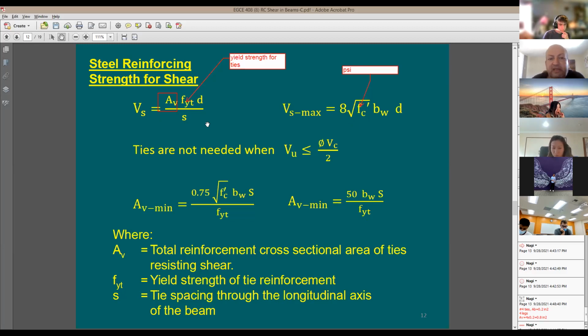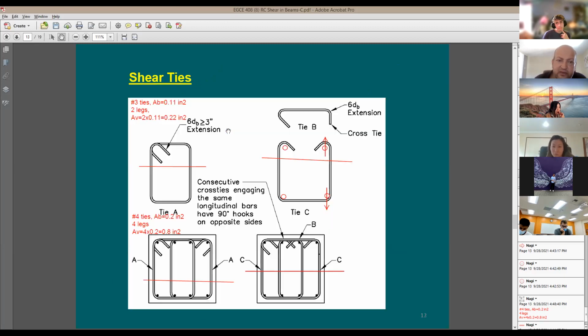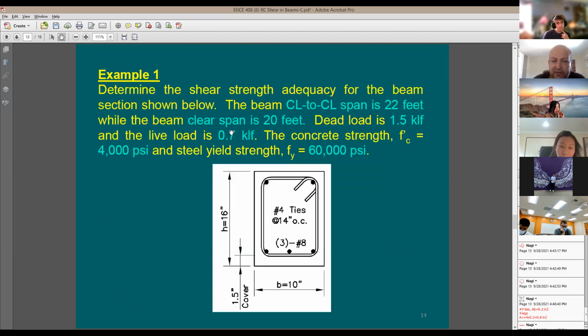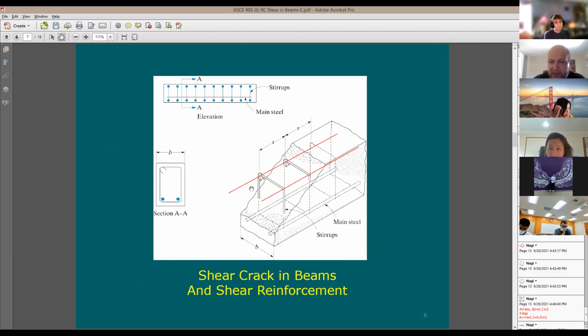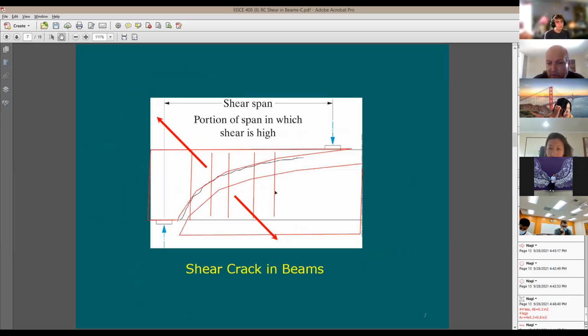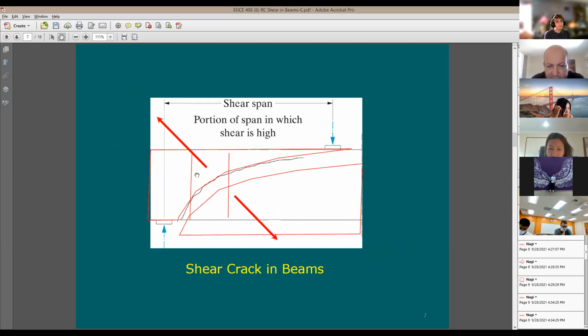Just a hypothetical question. I'm going to come to a beam. Let's say here's our beam, exposed to shear and everything. I'm going to put only one tie. Would just one tie do the job? Let's say I put a number 4, just one tie, number 4.